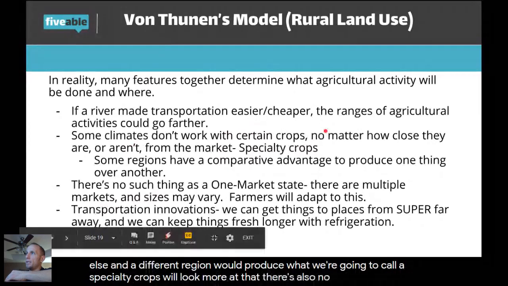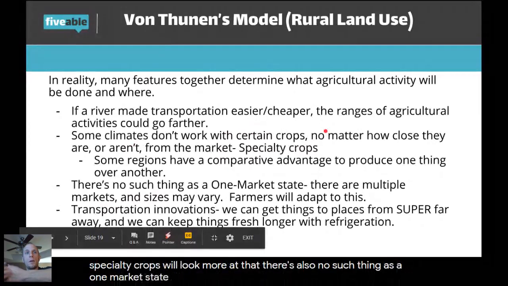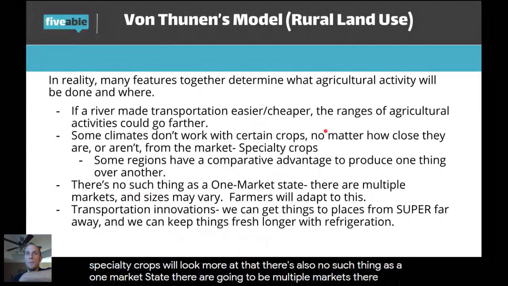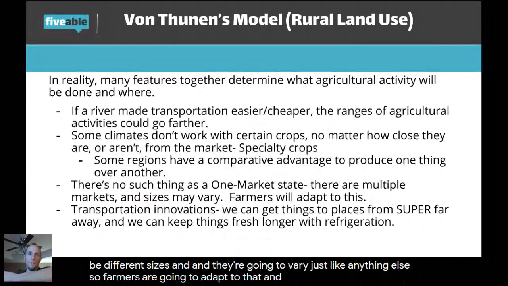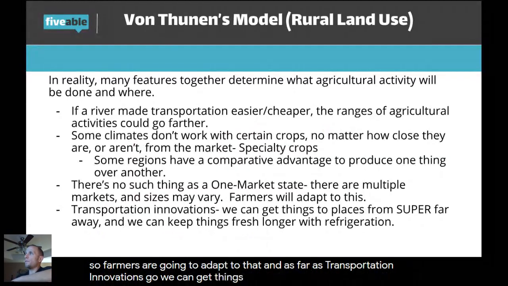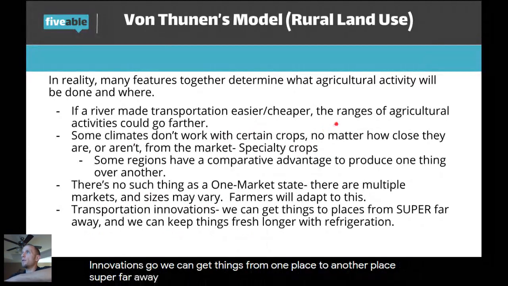There's also no such thing as a one market state. There are going to be multiple markets. They're going to be different sizes, and they're going to vary just like anything else. So farmers are going to adapt to that. And as far as transportation innovations go, we can get things from one place to another place super far away because of things like refrigeration.